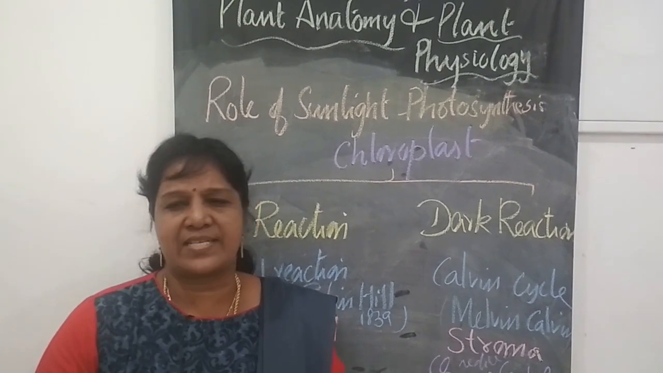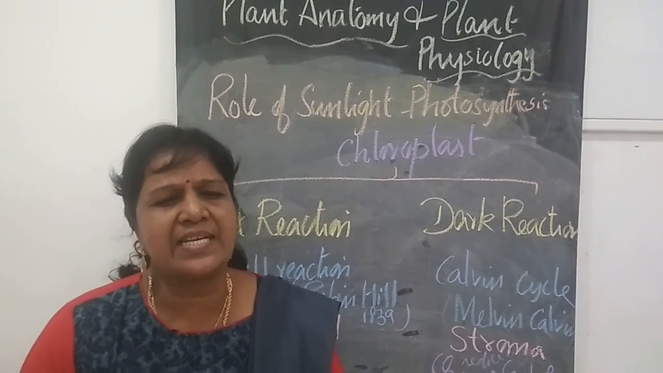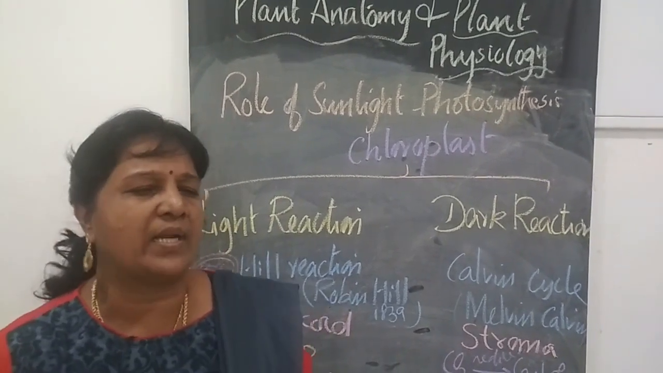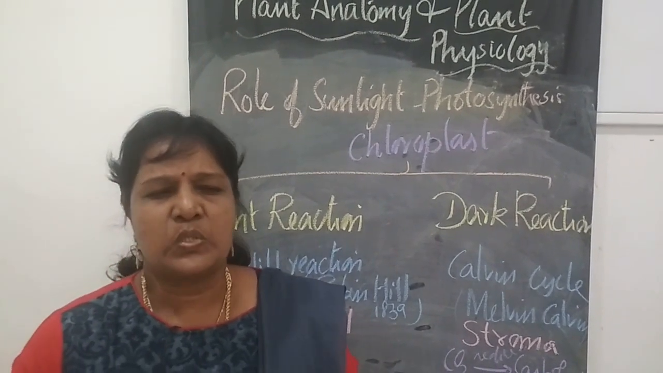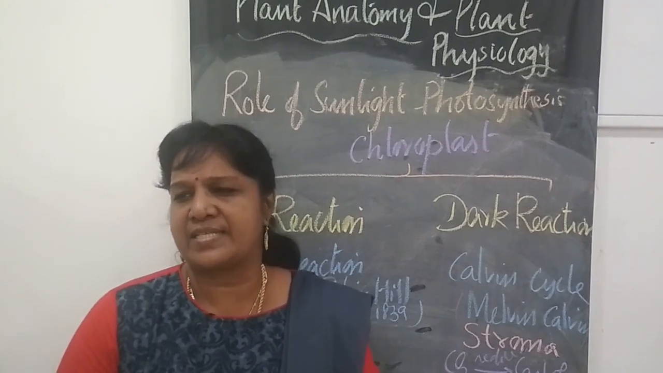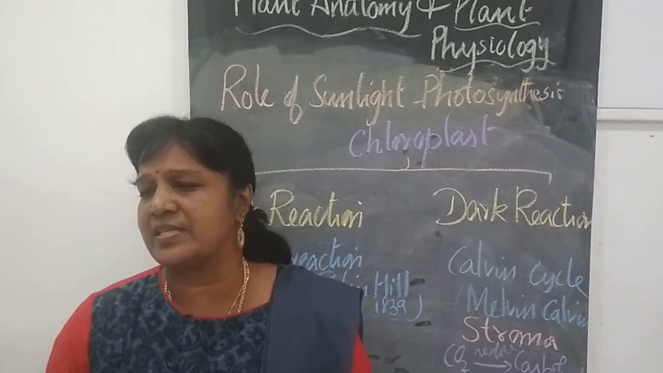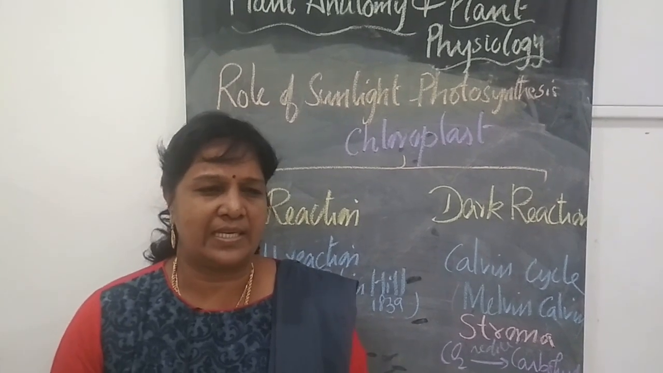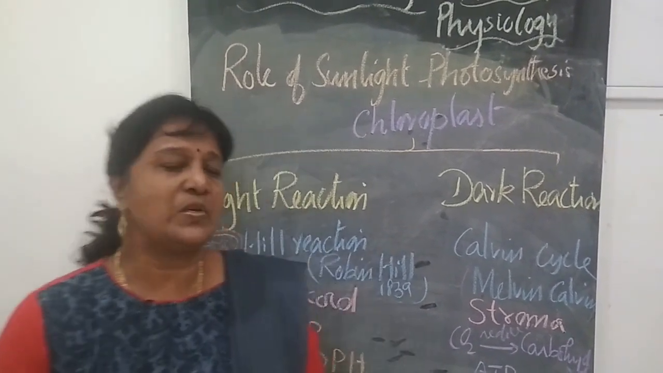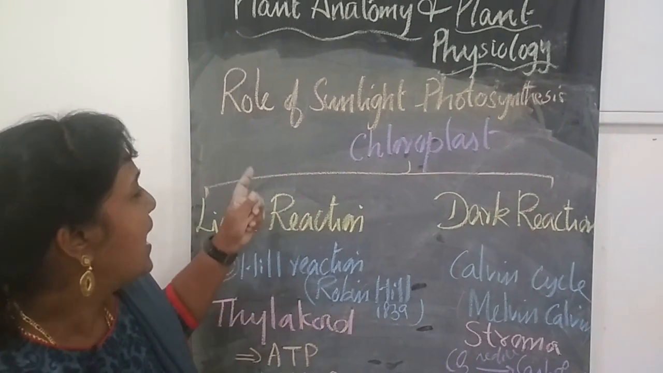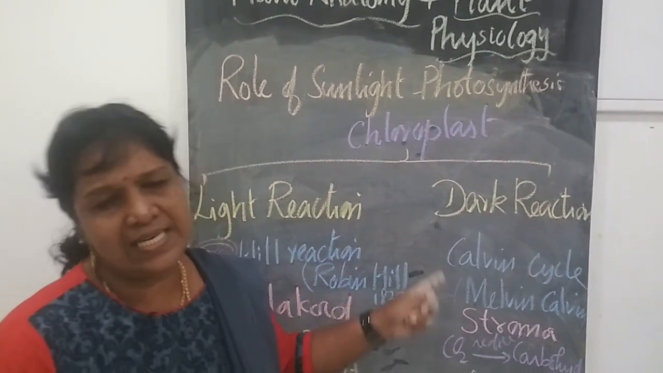Then external factors are temperature, water, minerals, etc. All these are the external factors and all this must be in correct proportion. Then only the photosynthesis will be taking place smoothly. I hope you all have understood, and here you study this light reaction and dark reaction thoroughly.